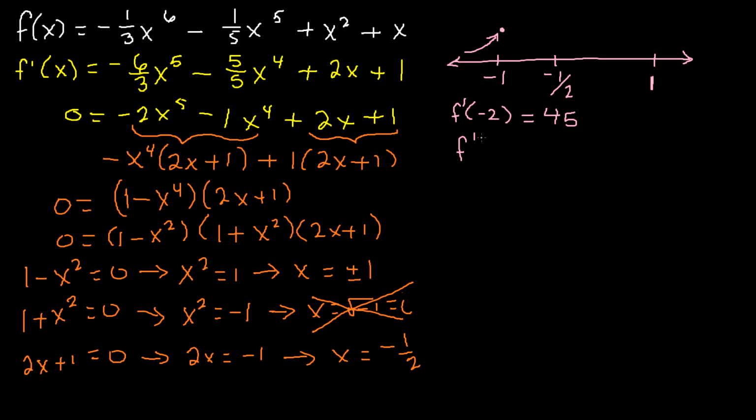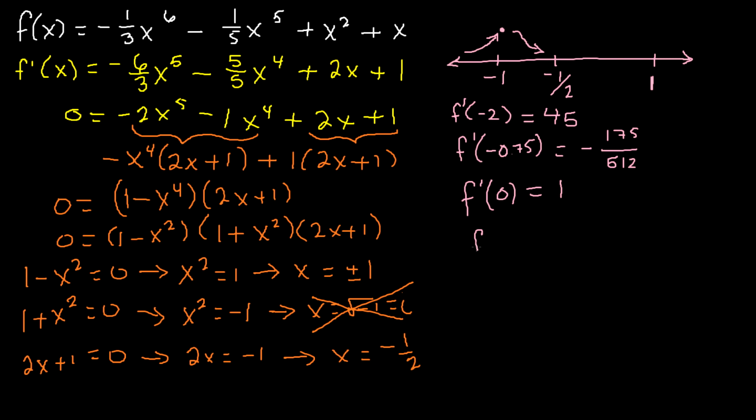So f prime of, right here, I'll just use -0.75. Now, I don't really need to know what number that is in particular, because all I need to know is that it is a negative number, which means that it's going to go down from left to right, all the way to -1/2. So for the number between -1/2 and 1, I'll just use 0. Of course I'm going to use 0, you know that. That's going to be equal to 1.